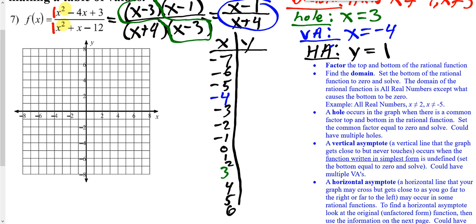So you can use your calculator, plug in -7 into that simplified one, and you would get 2.7. Plug in -6, you get 3.5. Plug in -5, you get 6. Once again, this is our vertical asymptote. And I'm going to label this one as our hole. And then just go ahead and plug all these numbers in.